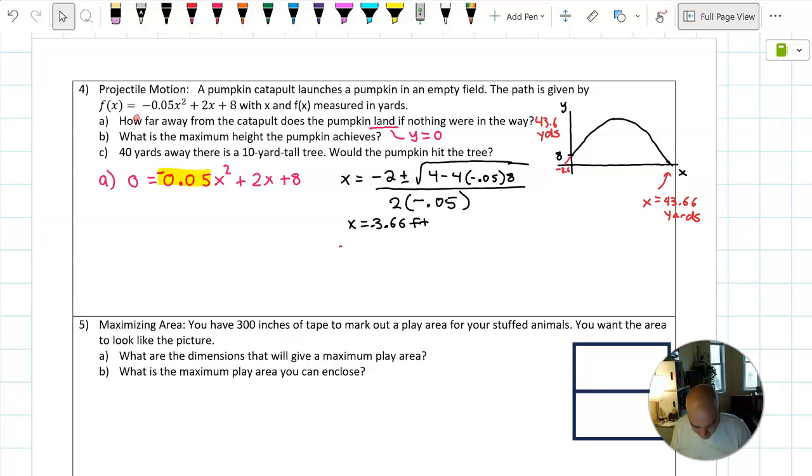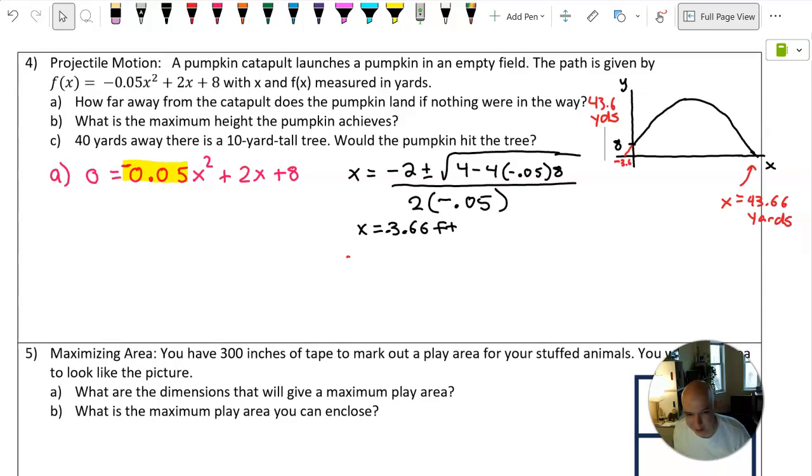Okay, next question. What is the maximum height that the pumpkin achieves? Oh, now how can we attack this? Well, let's think carefully about parabolas again. The maximum height occurs at the vertex. This is the point of maximum height, and so really what we're looking for is the relative maximum of this equation. So what can we do? Well, we can find the location of the vertex by doing negative b over 2a.